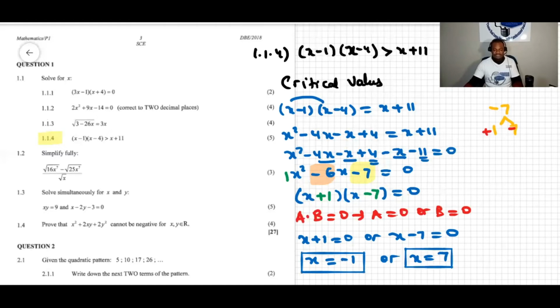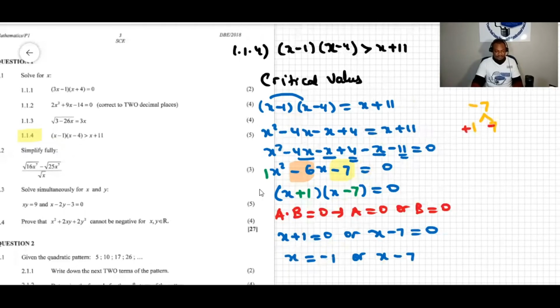So these are not the solution, but these values are just the critical values. They will determine the boundaries. So maybe I should not enclose them, as it may cause confusion. So x is equal to negative 1 or x equal to 7. Then I'm going to move the book over here.